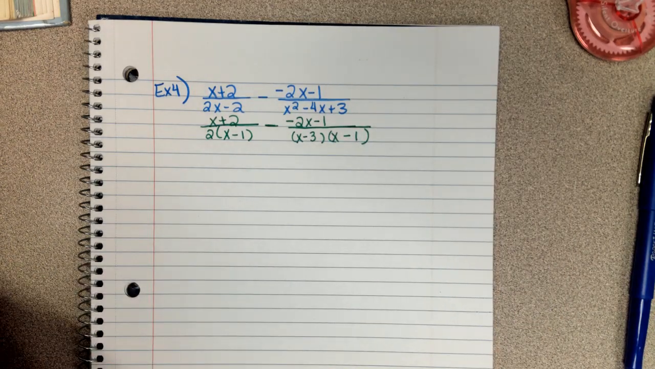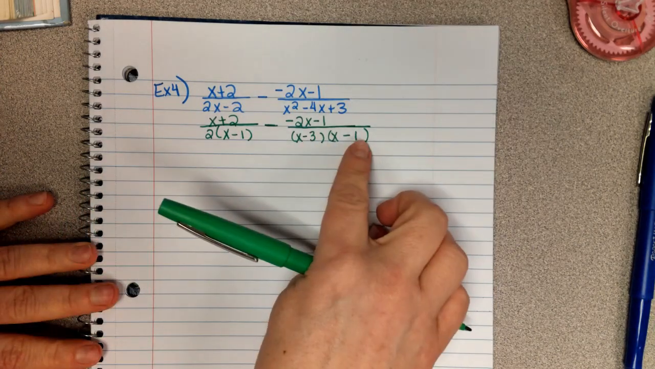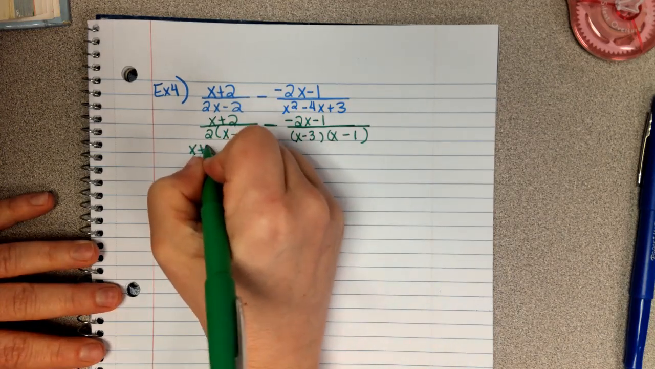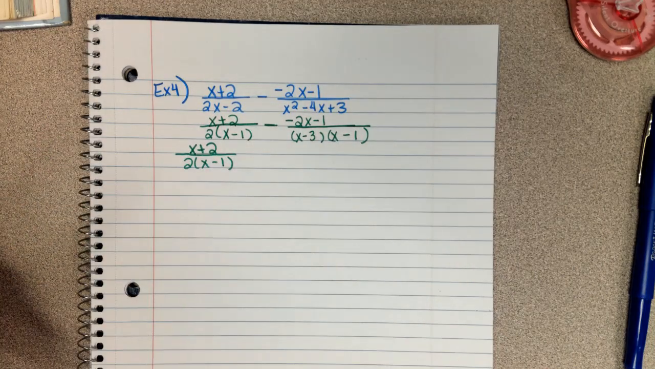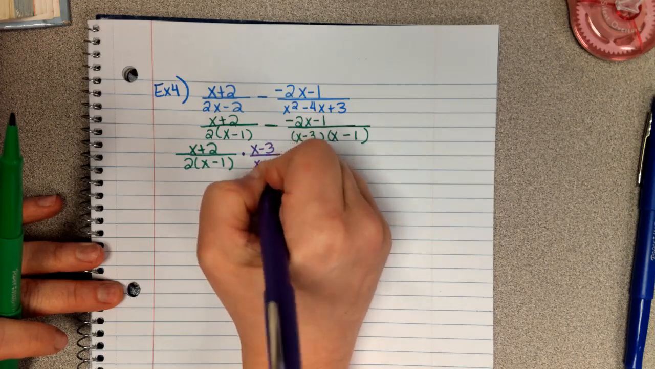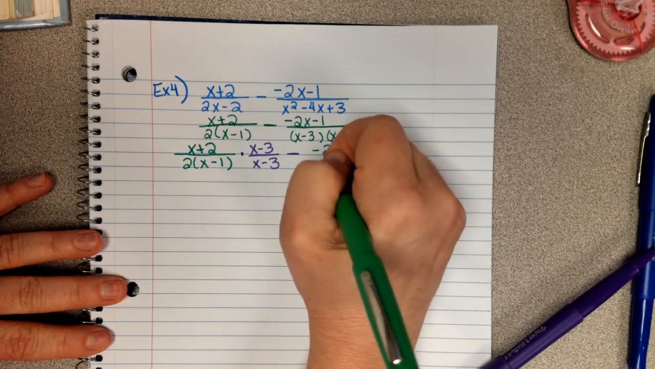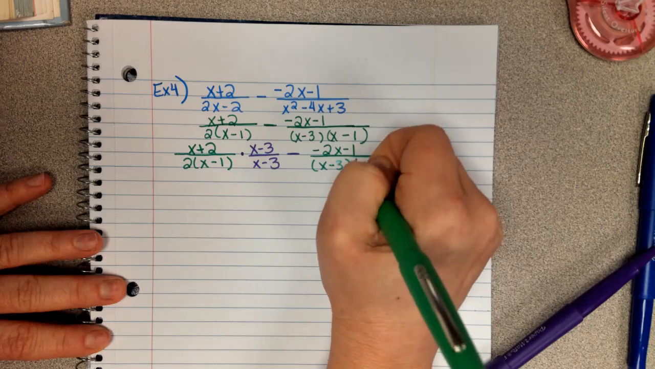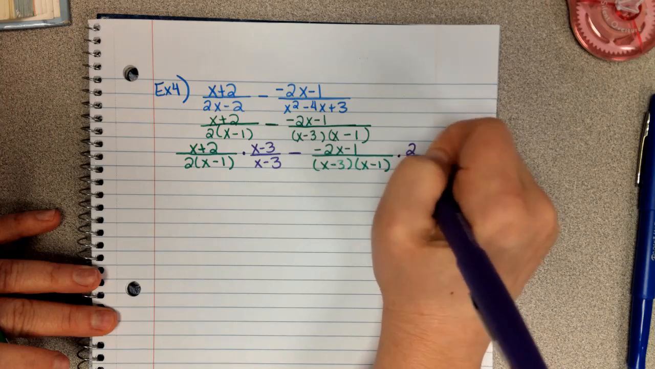Now I'm ready to set these up so I have a common denominator. Okay, so they both have an x minus 1. This one needs an x minus 3. This one needs a 2. So x plus 2 over 2 times x minus 1 is missing this factor, x minus 3, so I'm going to multiply this by x minus 3 over x minus 3. And then we're subtracting, and I have negative 2x minus 1 over x minus 3 times x minus 1, and that one was missing a 2. Let's go ahead and multiply that by 2 over 2.